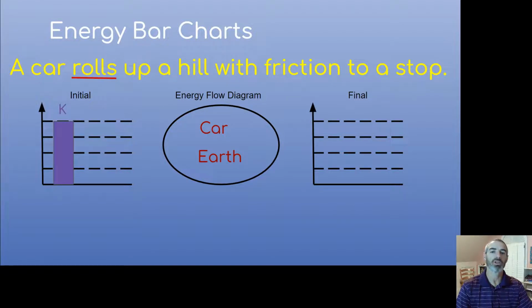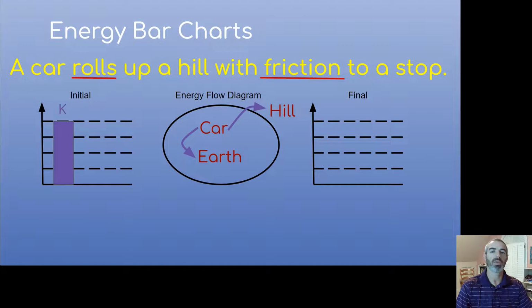So where does the car's energy go? In the flow diagram, we know that the car is going to slow down, so the car is losing energy to the earth. But we also have to take into account friction. So the frictional force is provided by the hill, and the car is losing energy to the hill as well. So we're going to draw an arrow from the car to the hill. Now this tells us that the initial energy has to be greater than the final amount of energy.